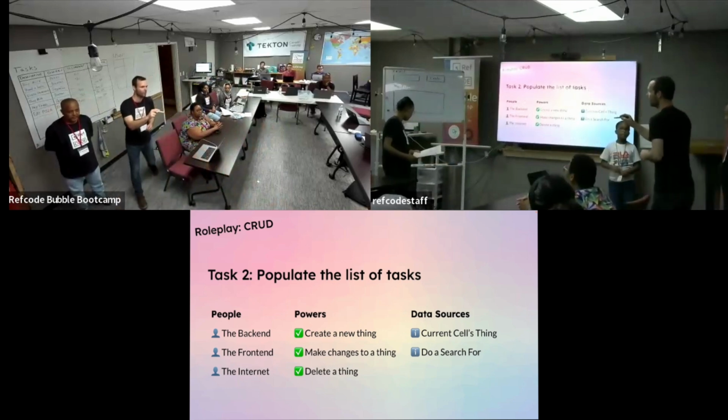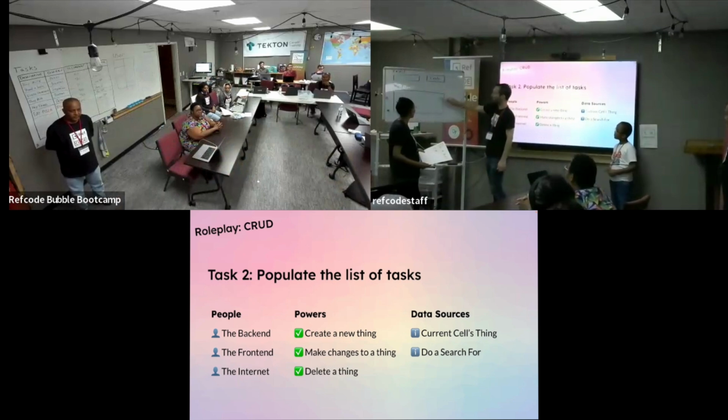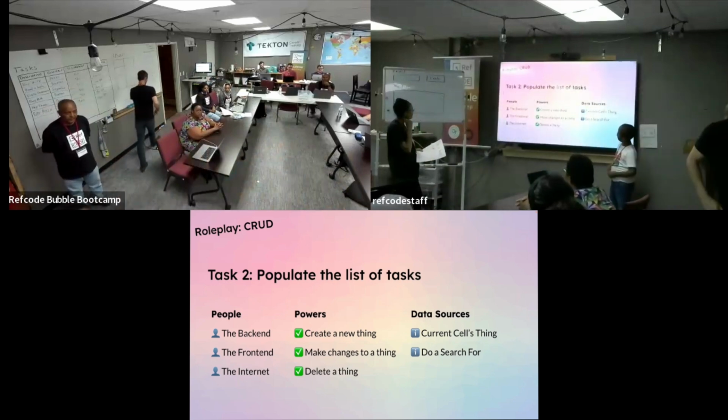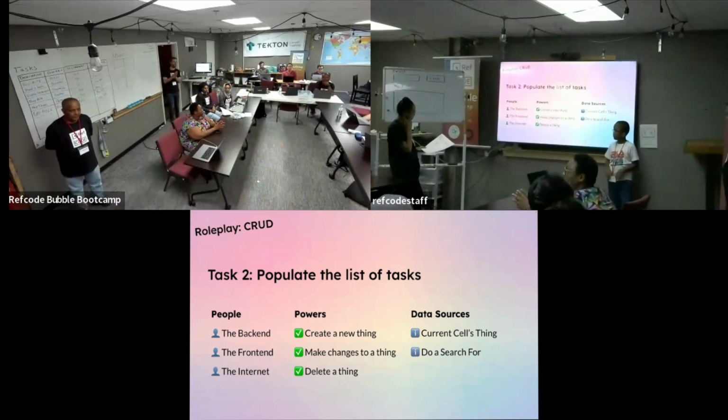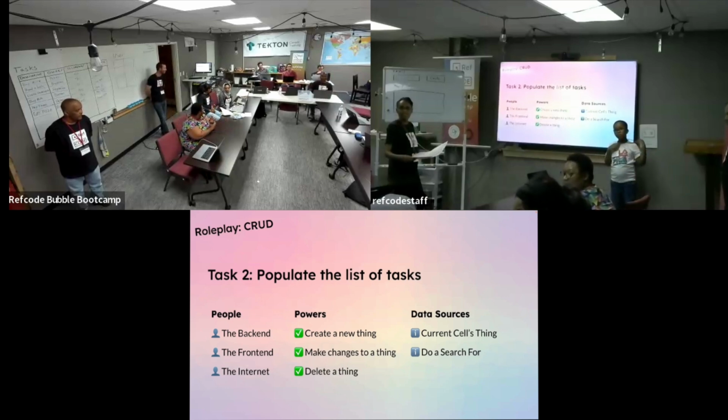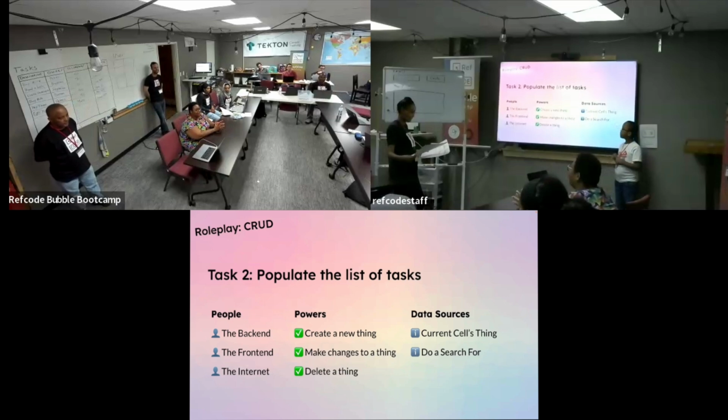That do a search for is going to live in the task repeating group. But it is going to have to go across the internet, right? So what does she need to do on do a search for? I need to edit the workflow. Not quite. Well, eventually you are going to edit the workflow, once we get to that point. But you're not making a change right now.